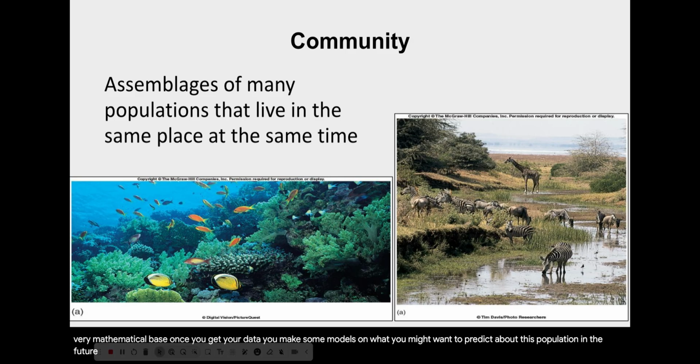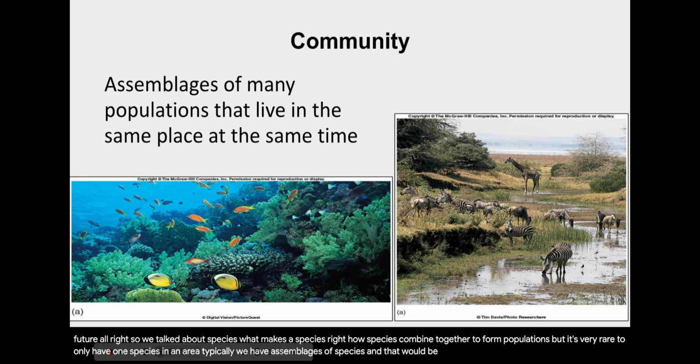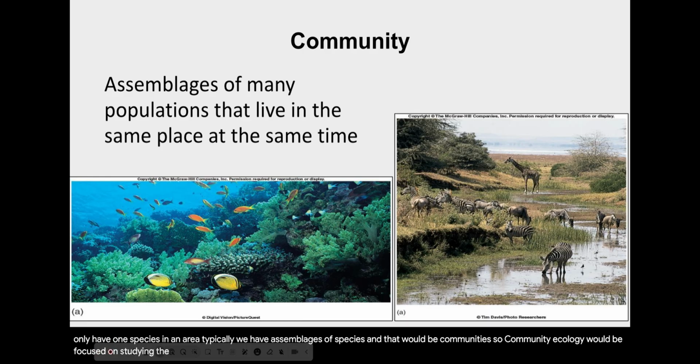the future. All right, so we've talked about species. What makes a species, right? How species combine together to form populations. But it's very rare to only have one species in an area. Typically, we have assemblages of species, and that would be communities. Right? So community ecology would be focused on studying the interactions of everything that's living in an area.